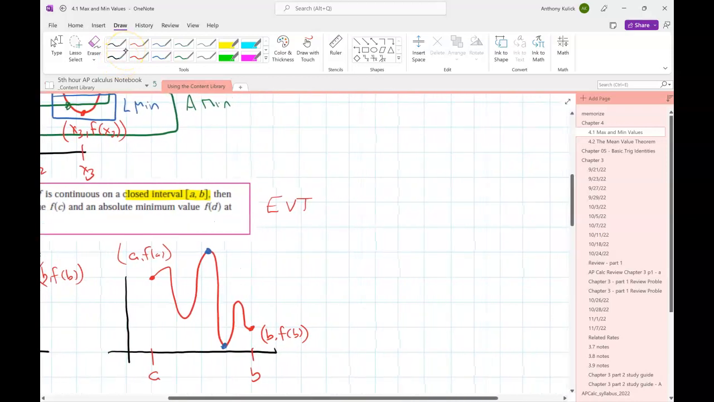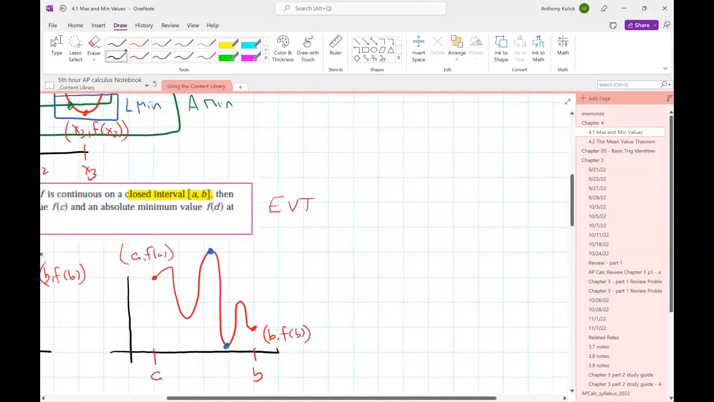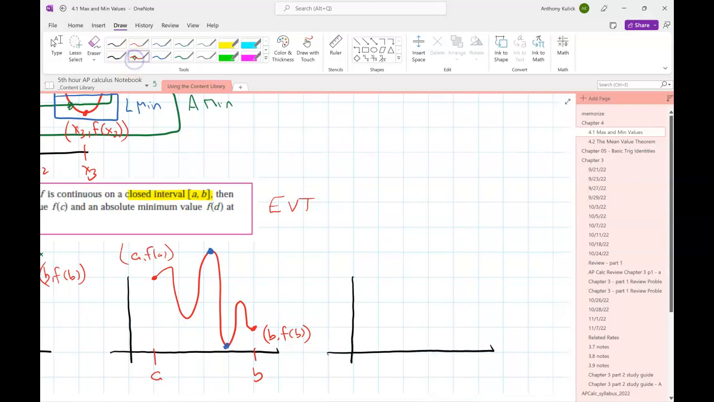Yeah, but Mr. Kulik, what if there's more than one of those? Well, it's fine, right? It's not a big deal. Again, all it says is they exist. Doesn't tell you how many of them there are. So like, here you have 3 absolute maxes and 3 absolute mins. That's fine.